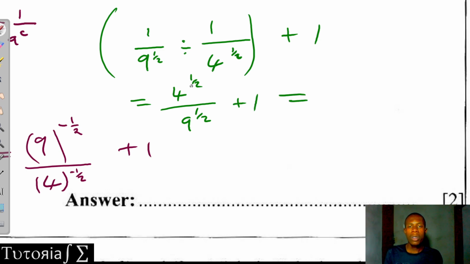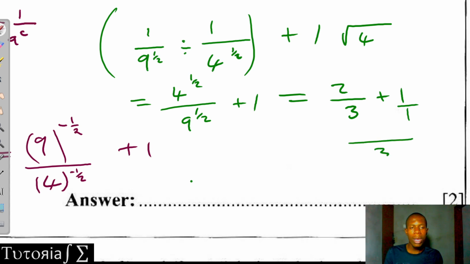Then 4 to the power half is basically the root of 4, so remember that, which is just 2, over the root of 9. We know the root of 9 is 3, since 3 times 3 will give us 9, then plus 1. Here we can find the common denominator, which is 3. That is 1 times 3, which is 3, plus 2, so the answer will be 5 over 3. Okay, that is how you are supposed to approach this one.